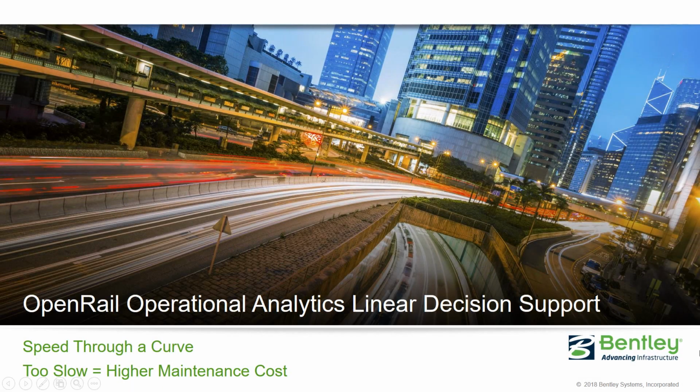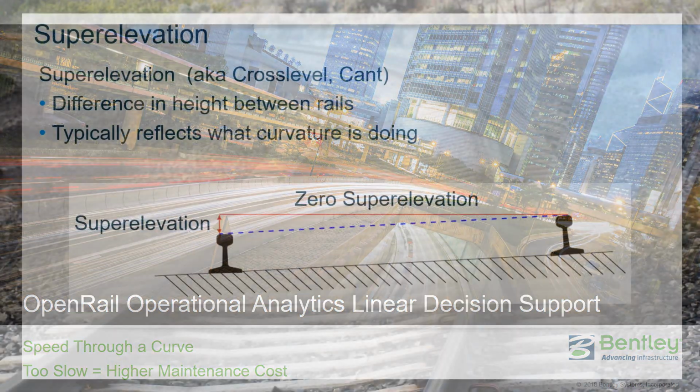Hello, this video is on OpenRail Operational Analytics Linear Decision Support. We'll talk about track curvature, superelevation, cant deficiency, and speed through a curve, and the fact that traveling too slow will actually increase your maintenance costs.